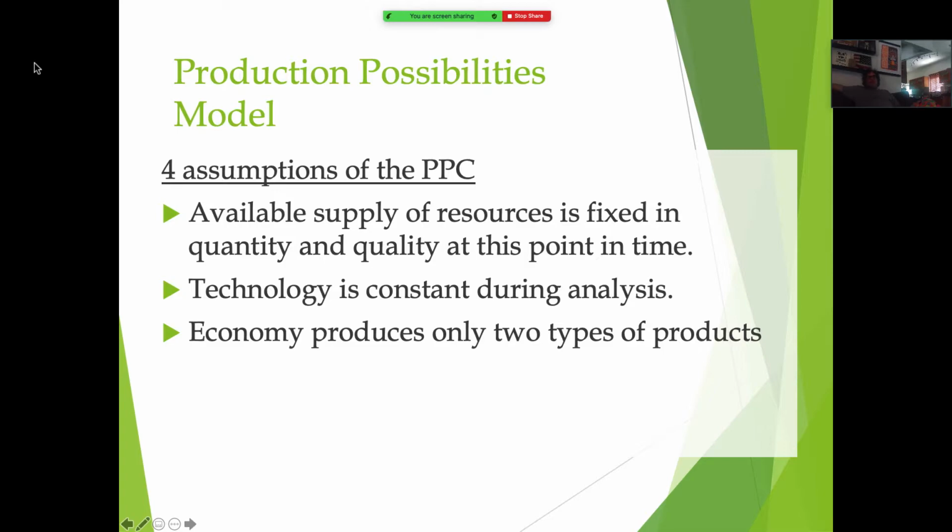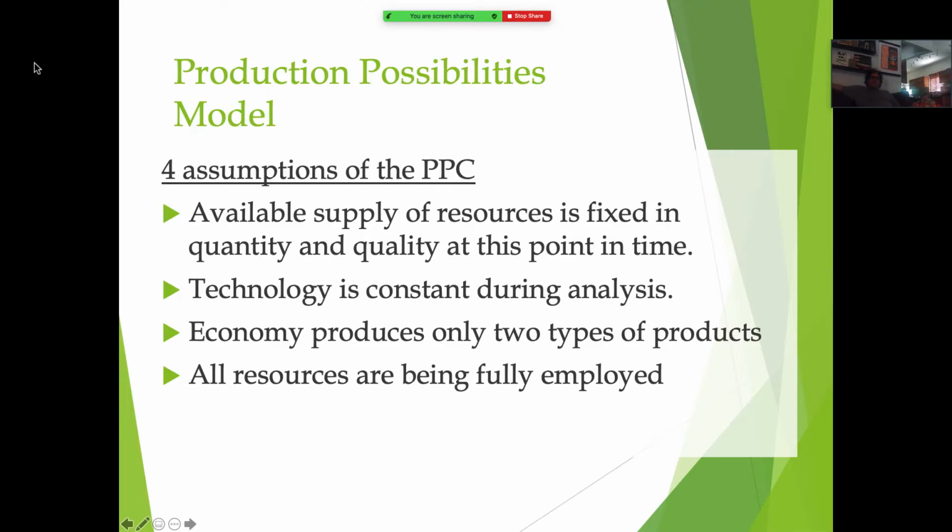We're only looking at 2 types of products. Obviously, economies produce many products, but we're only assuming that they produce 2. And then finally, all resources are being fully employed. Everybody that wants to work is working. They're being efficient. No one's sitting around doing nothing, okay? And so just kind of keep those in the back of your mind.